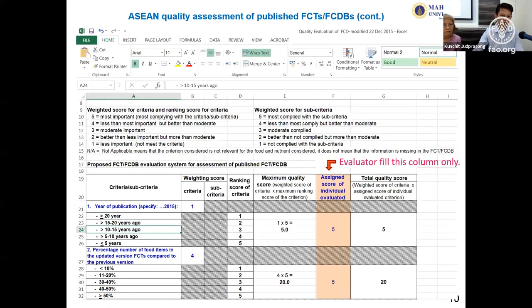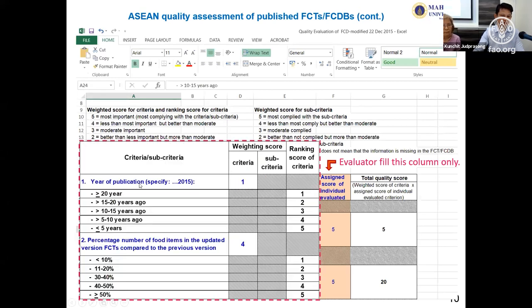For the first criteria, we emphasize the year of publication, and again the rating score is only 1 for an old version. If we publish a very old version, we will get only 1 for the ranking score. But if the food composition survey was published very recently, we will get the maximum score of 5. For criteria number 2, the percentage of food items in the updated version: if the database has less than 10% of the total food items updated, they will get only 1 for the ranking score. Whereas when they have more than 50% of food items updated compared to the previous version, they will get the maximum score of 5.